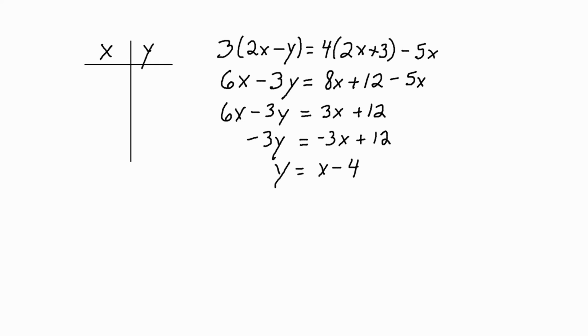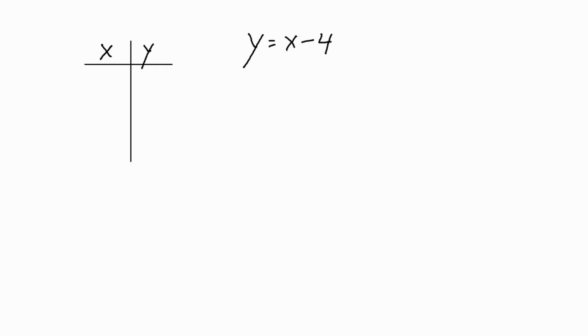Now that we have y equals x minus 4, we are ready to substitute in values for x to find y and get our 3 points. So now we have y equals x minus 4. For x, I'm going to go again with 1, 0, and negative 1. Replacing the x with 1, y equals 1 minus 4, which is negative 3. So our first ordered pair is 1, negative 3.